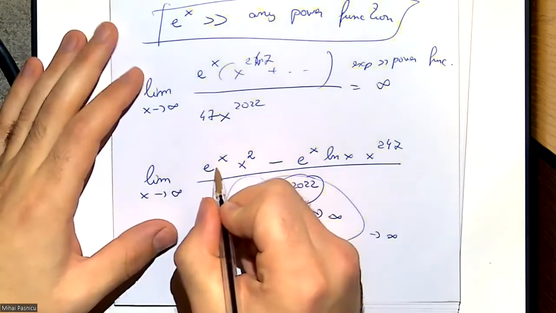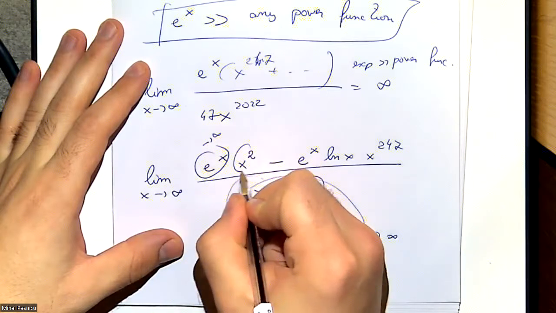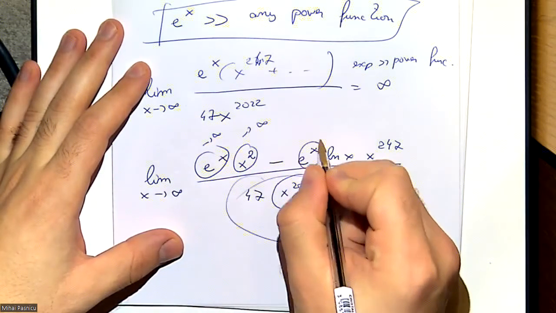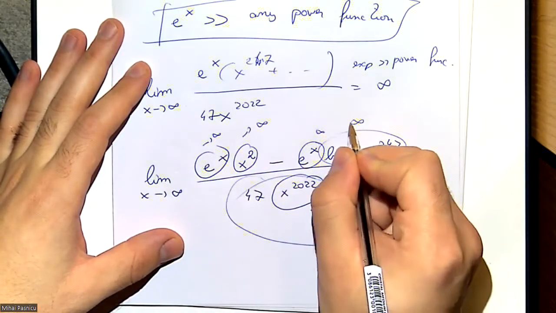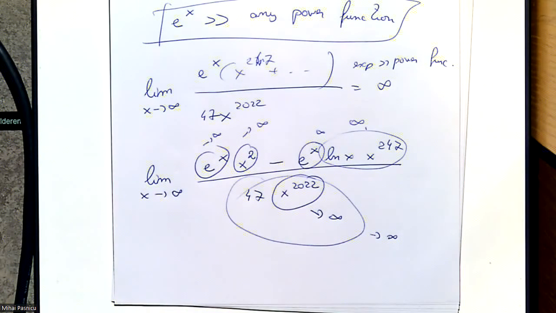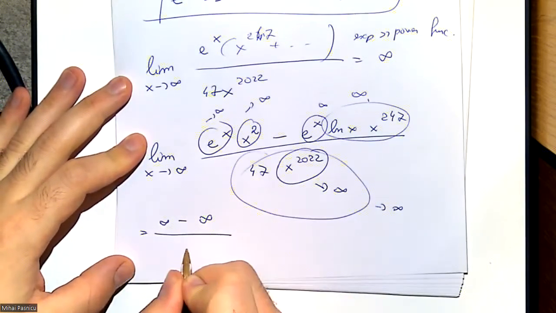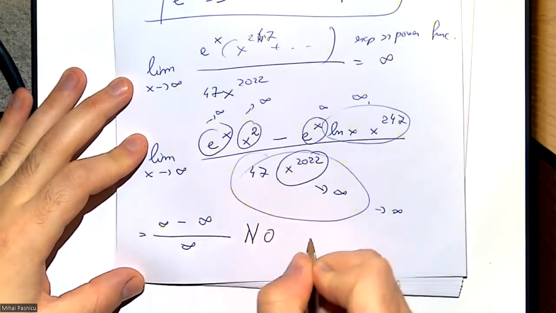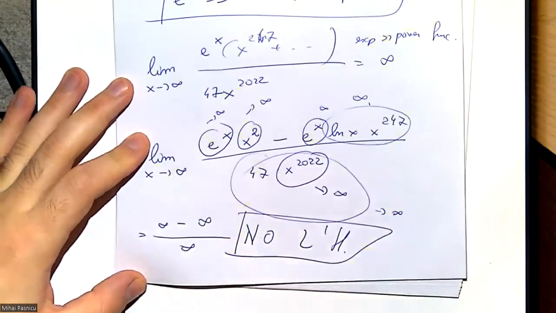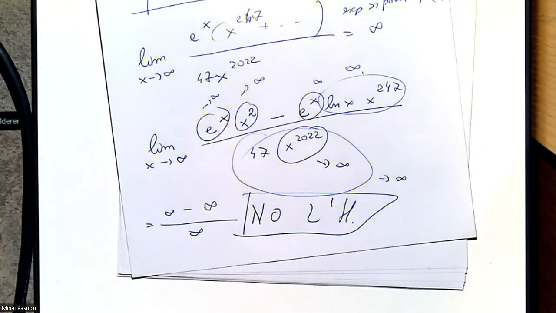Now, up top, e to the x goes to infinity, and this goes to infinity, infinity, infinity. Now you have up top an infinity over infinity case. At this point, you cannot apply L'Hopital. This is an infinity minus infinity over infinity case. No L'Hopital. You don't know what infinity over infinity is, or what infinity minus infinity is. You don't know what that is.